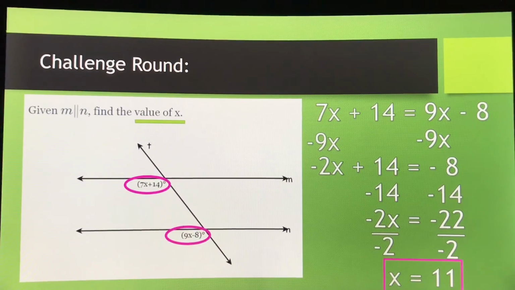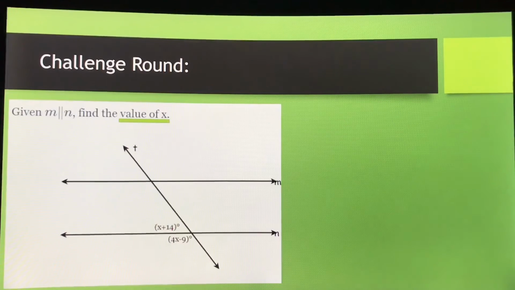Okay. I have one more challenge for you, and then you guys can go off and practice. So take a moment, sketch it, and try it on your own. Okay. Let's see what we got here. I know this angle is x plus 14, and this is 4x minus 9.